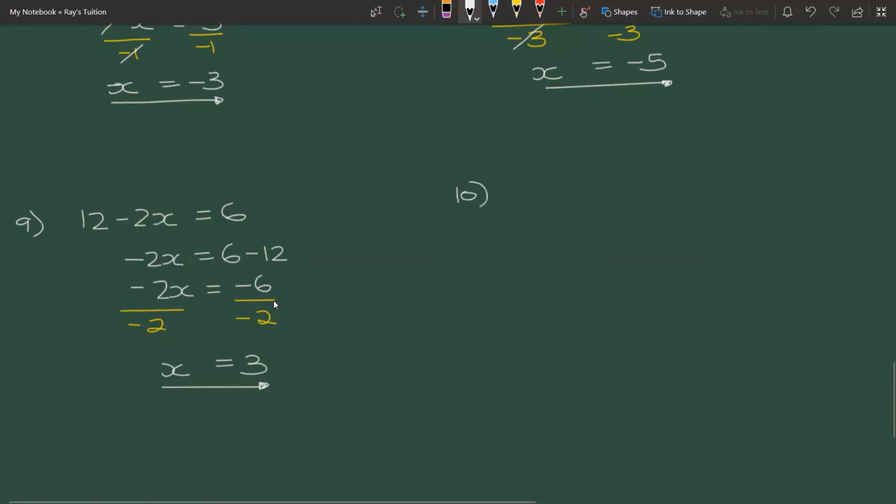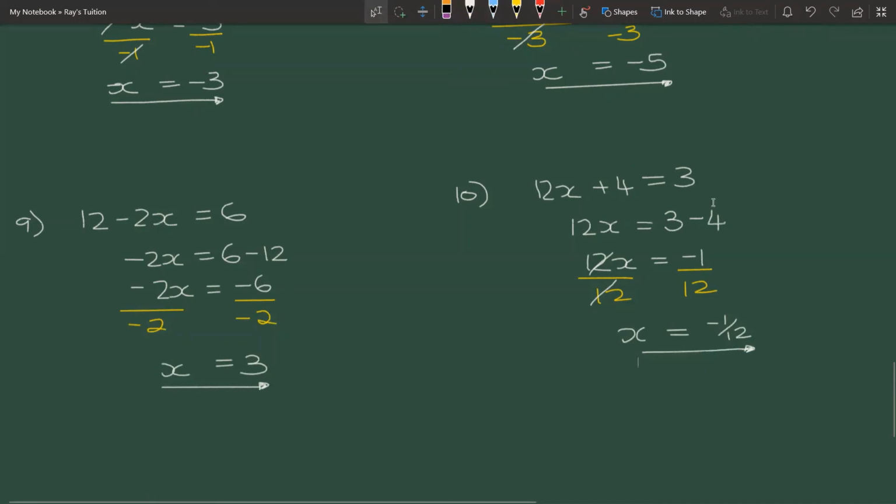The last question is 12x plus 4 is equal to 3. So 12x is equal to 3, and then we take the 4 over to get the 12x by itself, and it becomes minus 4. 12x is equal to then minus 1, and then again we're going to divide both sides by 12 to get the x by itself, and what we're going to then get is x is equal to minus 1 over 12.